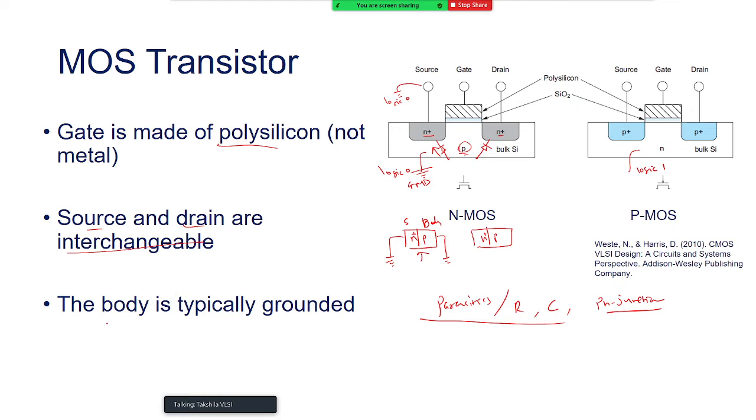So remember always, the body of NMOS is typically tied to the lowest potential in the circuit. Obviously we know the lowest logic in the digital design is logic 0, and the highest logic in the digital design is logic 1, right? So we call it a high logic and we call it a low logic. So for the NMOS, the body is always tied to the lowest logic, typically ground. For the PMOS, the body is always tied to the highest potential, which is logic 1.